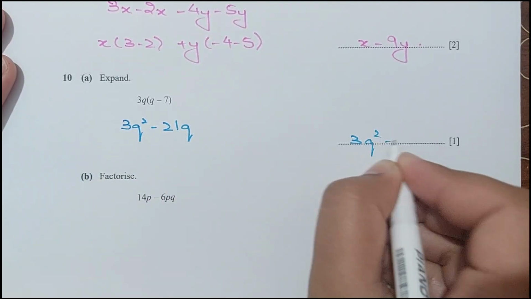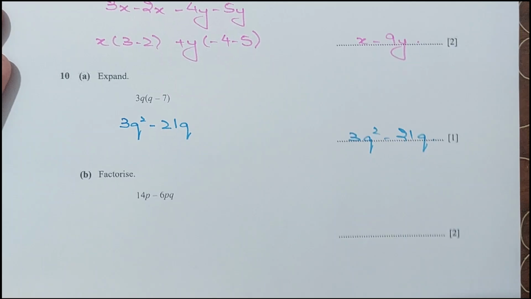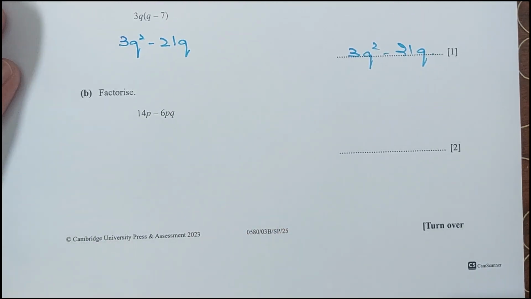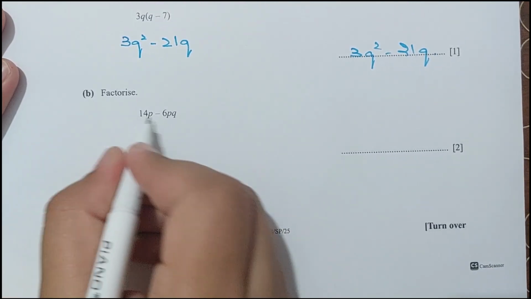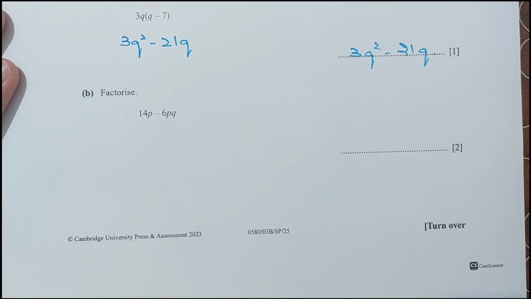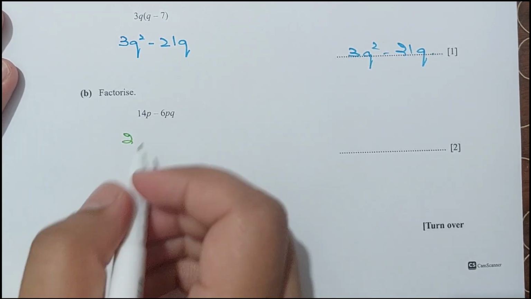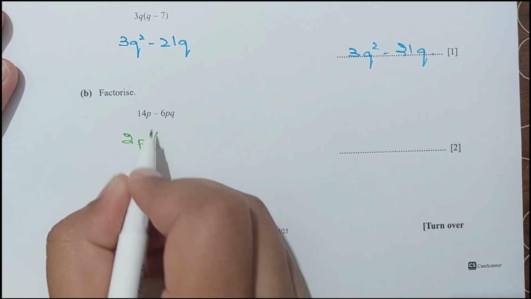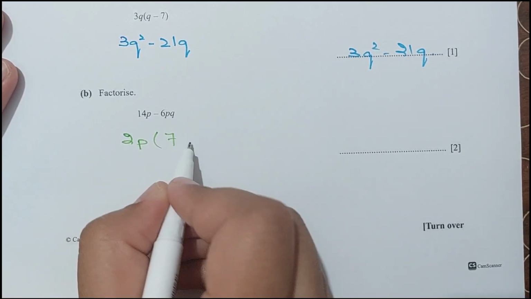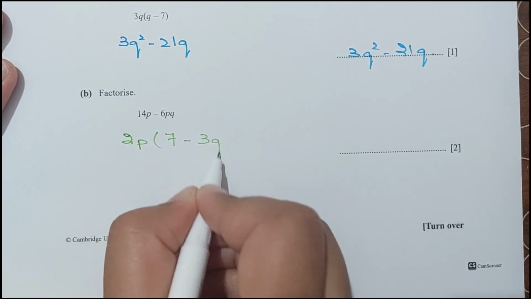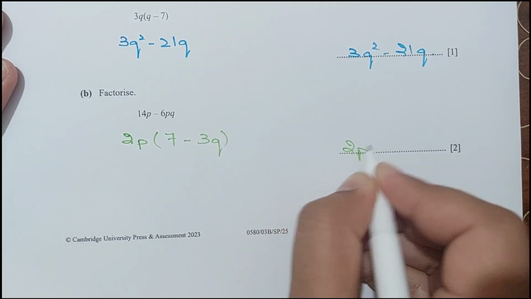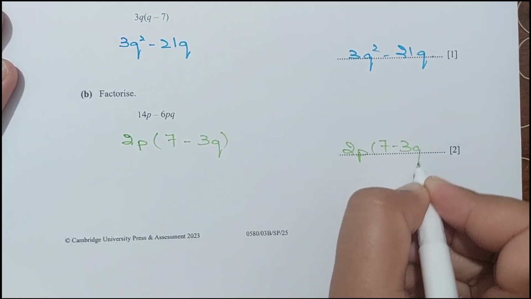3q square minus 21q. Part B, we have to factorize this. Okay, so 12 and 6, 2 is common. 14 and 6, 2 is a common factor. And P is also common. 2 times 7 is 14, P is common. 2 times 3 is 6, P is common, just Q is left. So 2P into 7 minus 3Q.